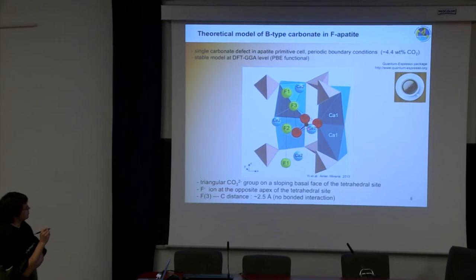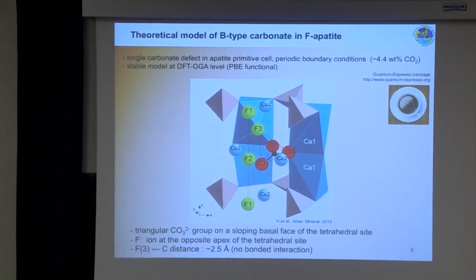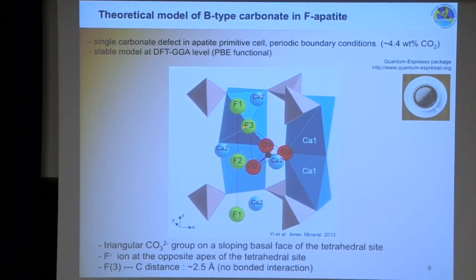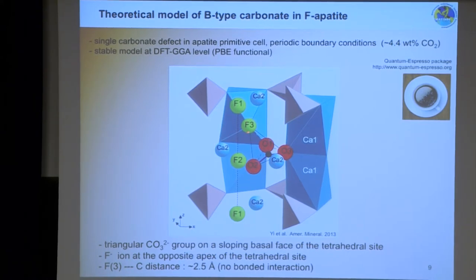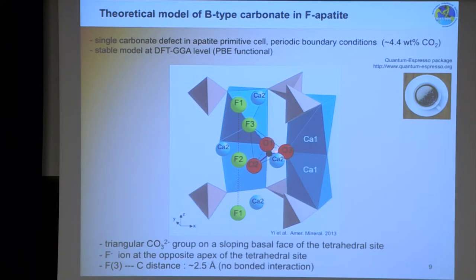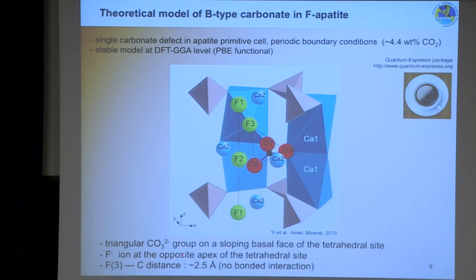And for these defects, here you have the tetrahedral sites, and the carbonate group occupies the sloping face, the basal face of the tetrahedron, whereas the added fluorine, which compensates the electrostatic charge of the carbonate group, occupies the remaining apex of the tetrahedral site. So initially you had a phosphate site here, and now you have this kind of clumped chemical defect. And the theoretical distance here between the carbon and the fluorine is in reasonable agreement with what is experimentally measured, because we find a distance of 2.5 angstrom. But of course, you have no direct bonding between this fluorine and the carbon here.